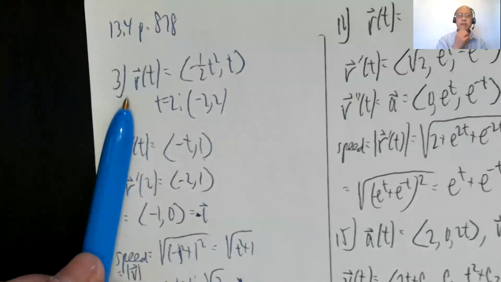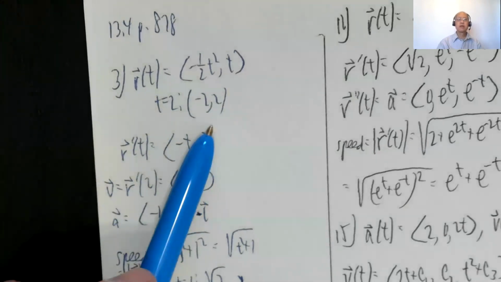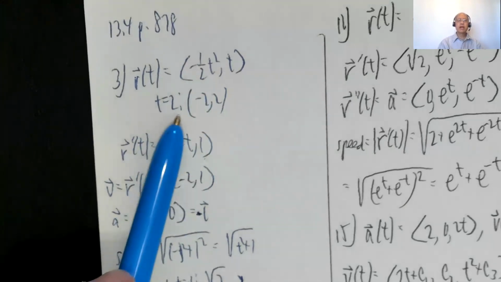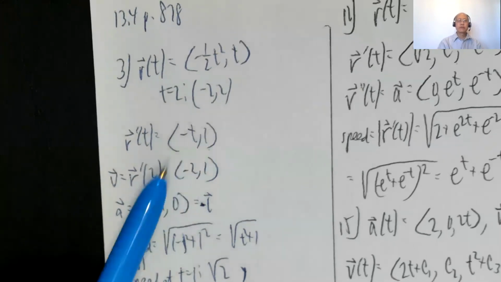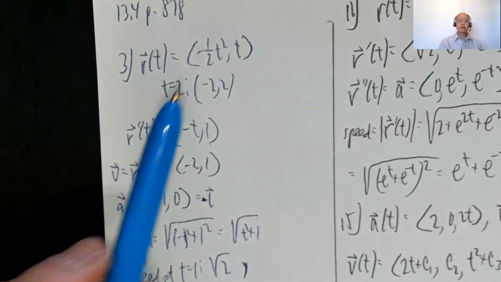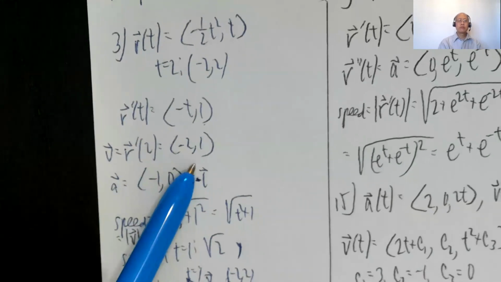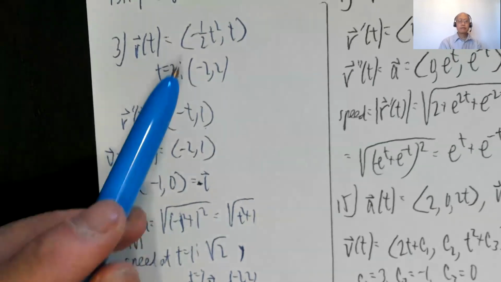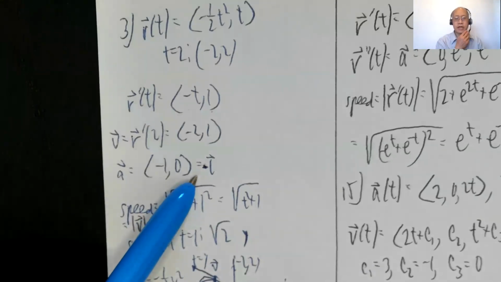So problem 3, a 2-dimensional vector. r of t is -1/2 t squared, t. Okay, plug in t equals 2. Plug in 2 there: -2, 2. So that's the point that you're at. Okay, r prime of t, the derivative, is -t, 1. Plug in 2: -2, 1. Acceleration vector, second derivative, so -1, 0. Or you can just say -i.